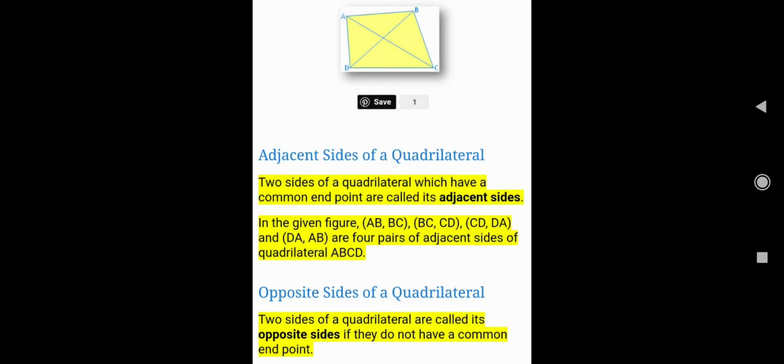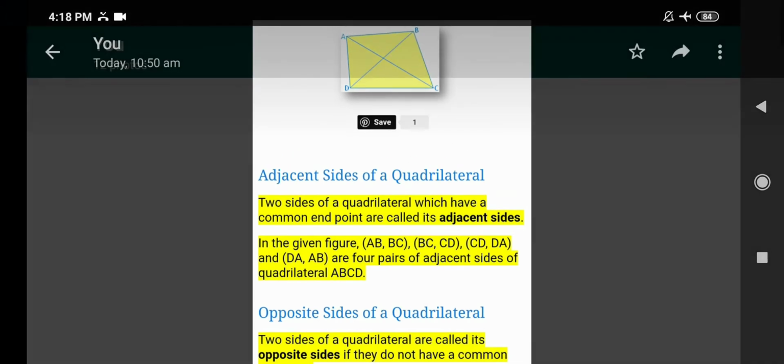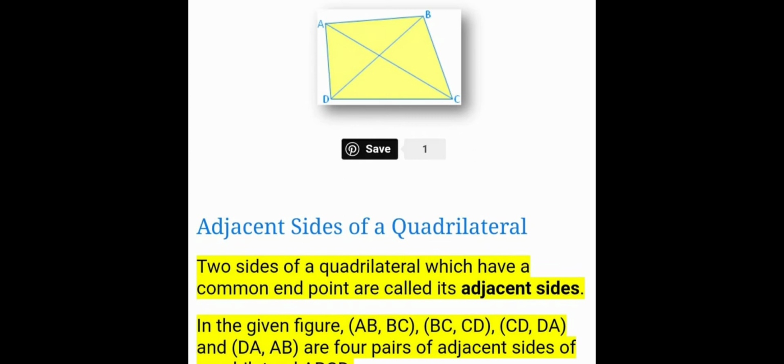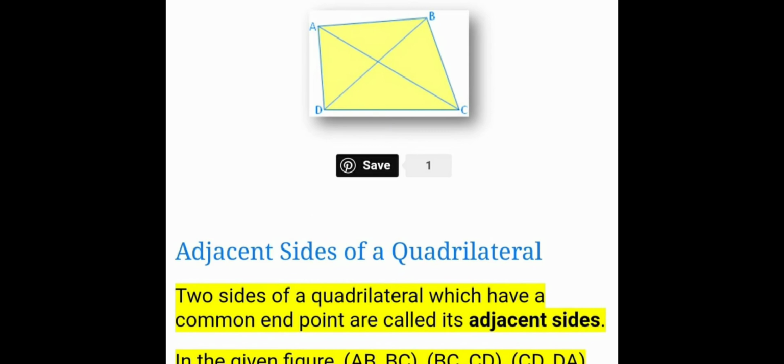Now the opposite sides of a quadrilateral. What are the opposite sides of a quadrilateral? Those two sides of a quadrilateral which do not have a common end point, we call those two sides the opposite sides. Now here in the figure you can see in the quadrilateral ABCD, AB and CD are in front of each other, are opposite to each other. Hence we call these two sides, that is AB and CD, the opposite sides.